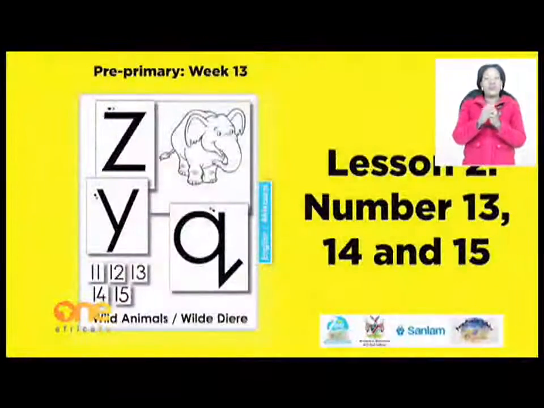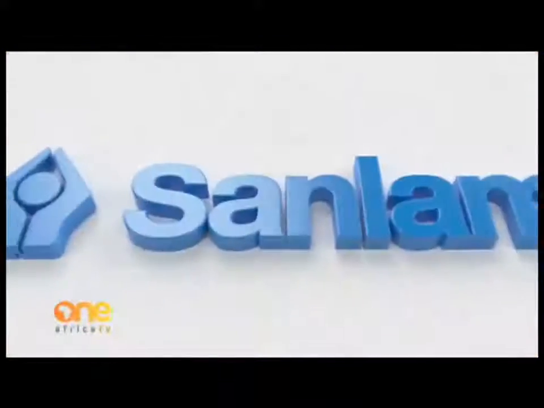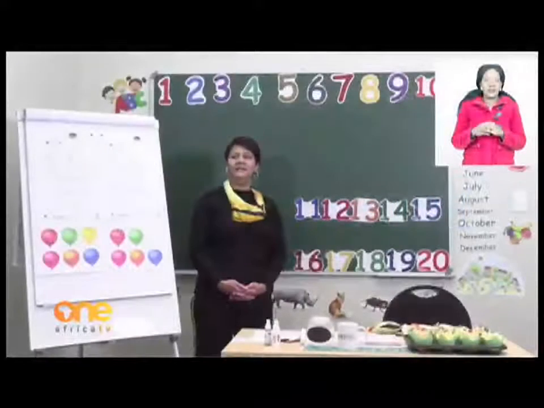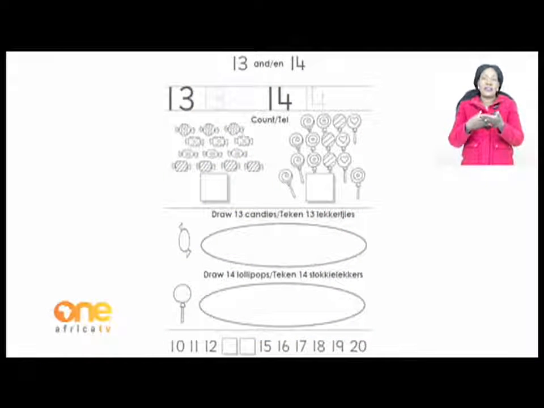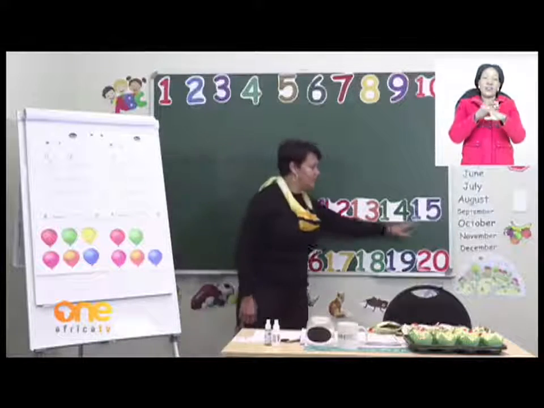Our lesson for today is number 13, 14 and 15. Let's continue on to page 6 of our workbook. On page 6, they want you to count the sweets and the lollipops. Now, before we count the sweets and the lollipops, let's look at the counting on our board. Let's count from 11 to 15.